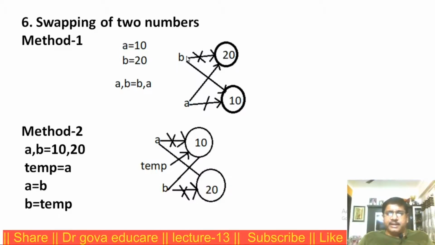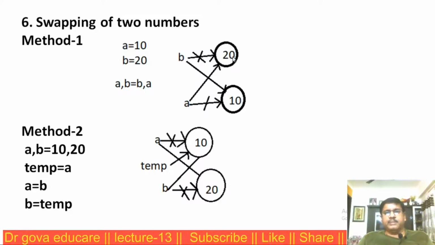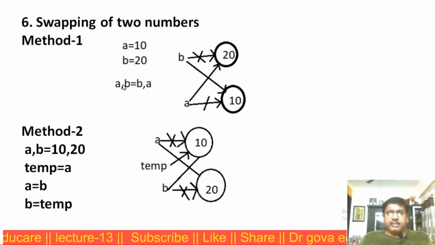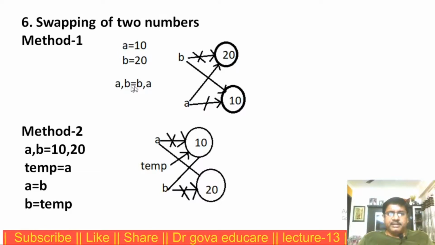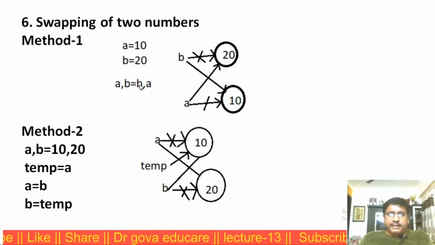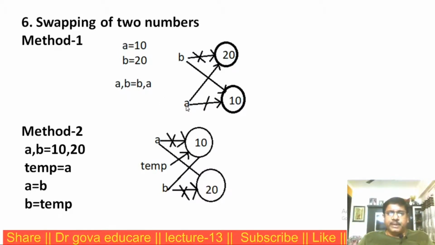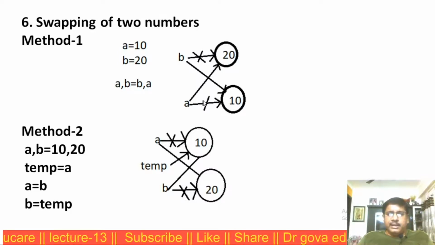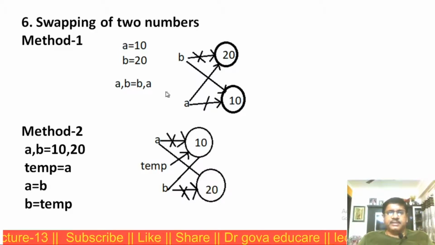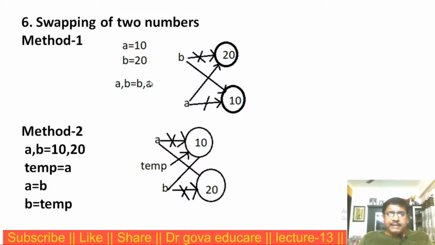Object 20 is created. B is a reference to the object. Now, in this step, A comma B is equal to B comma A, I am interchanging the values. That means A is a reference to B. Now A is de-linked from this object. B is a reference to A.